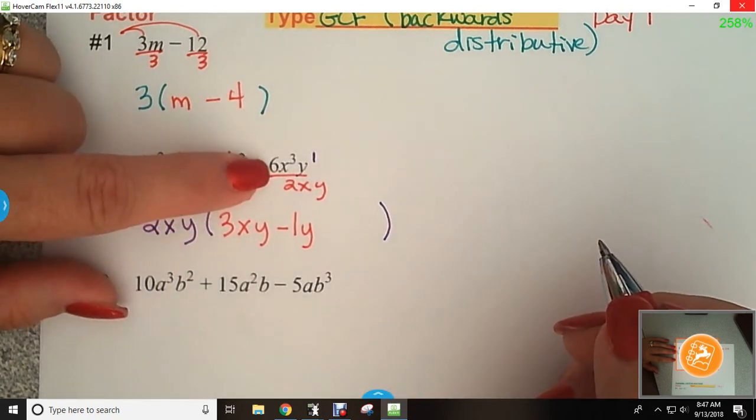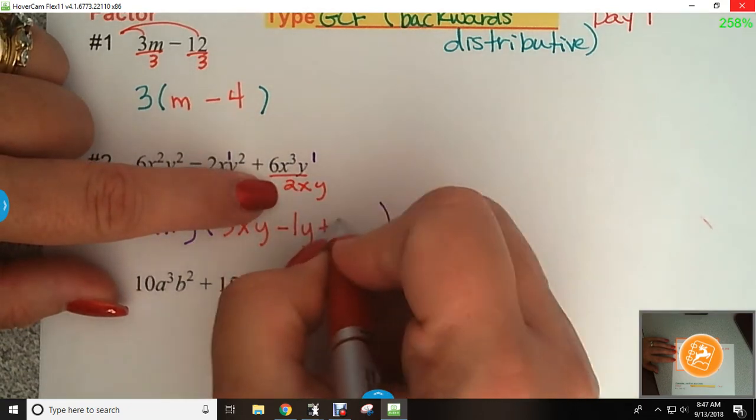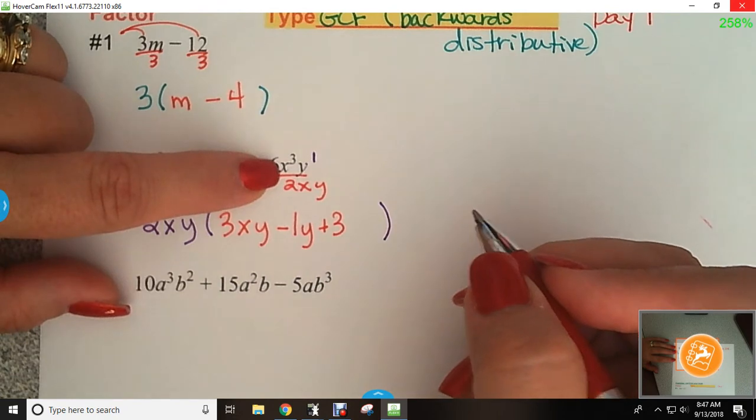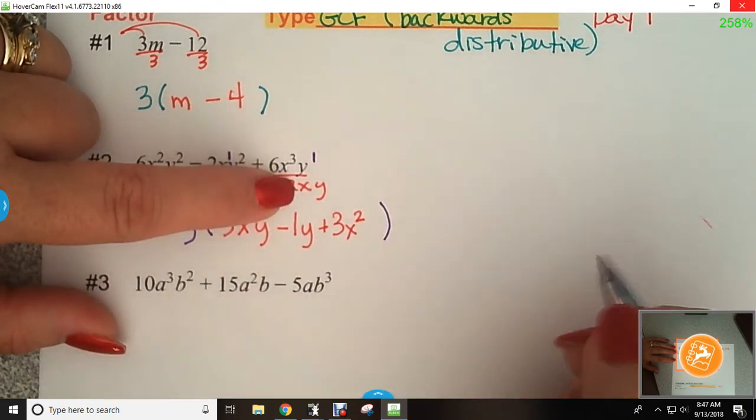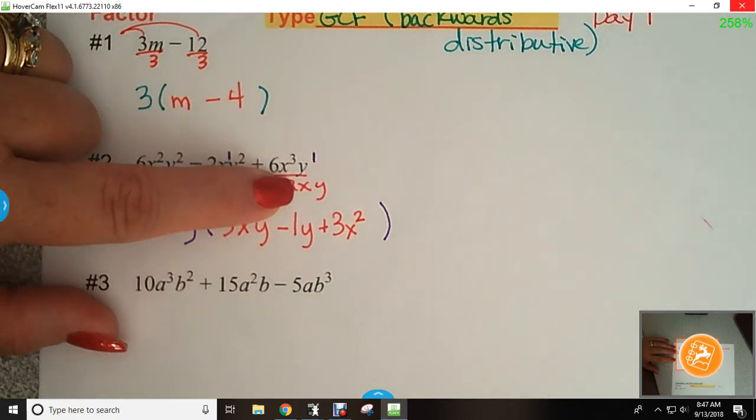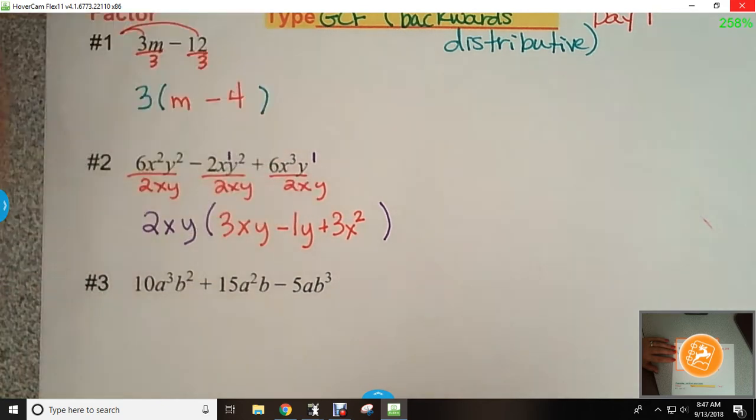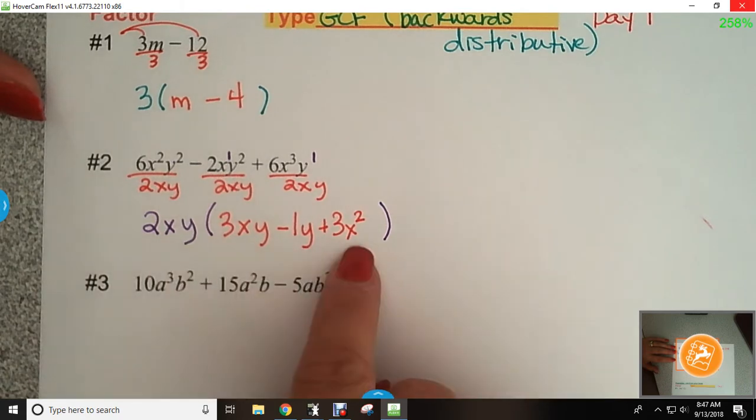And my last term, 6 divided by 2, gives me a +3. X to the third divided by x gives me x to the second. Remember, we just subtract the exponents when it's a division problem. And then y to the first divided by y to the first, those are just going to cancel. So this is your factored answer.